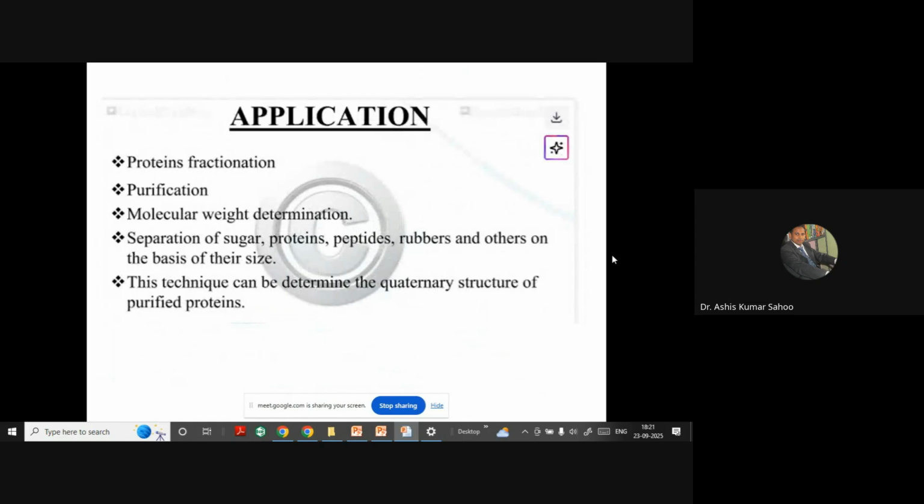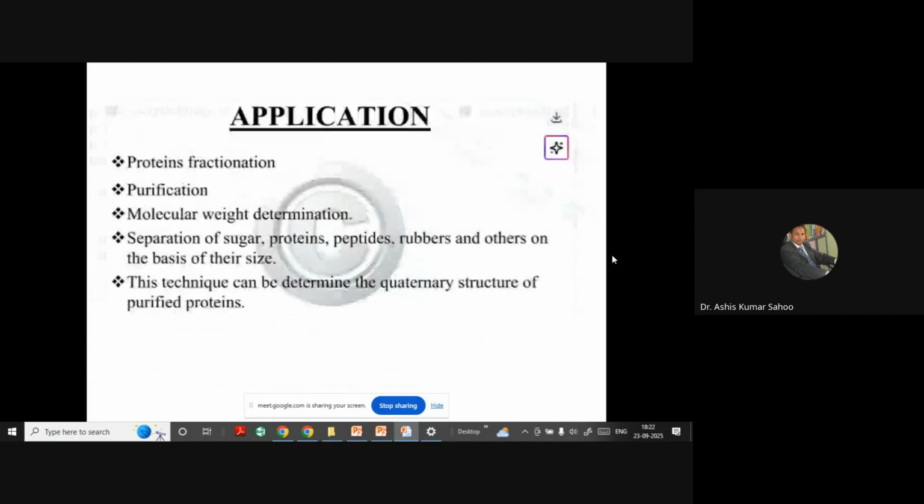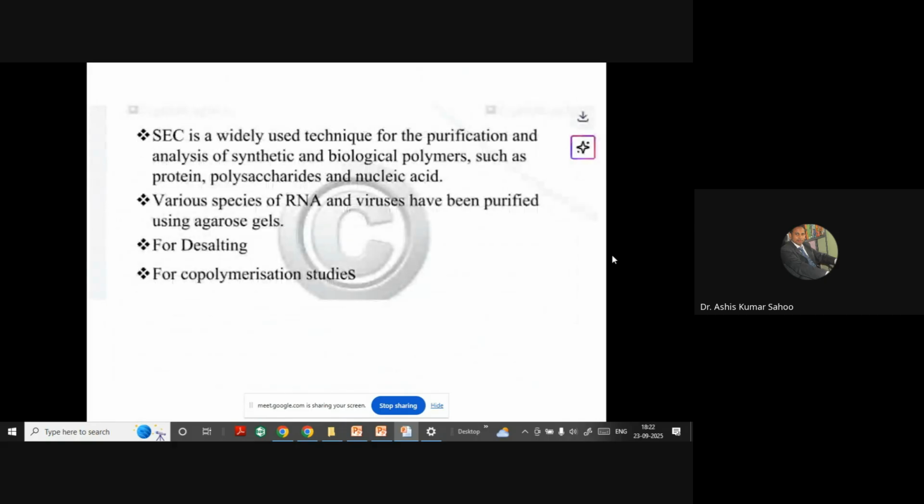So where will we apply size exclusion? In protein fractionation, purification, molecular weight determination, and separation of sugars, proteins, peptides, and others on the basis of size. This technique can be used to determine the quaternary structure of purified proteins. Size exclusion chromatography is also widely used for desalting and buffer exchange. So these are the different applications of size exclusion.